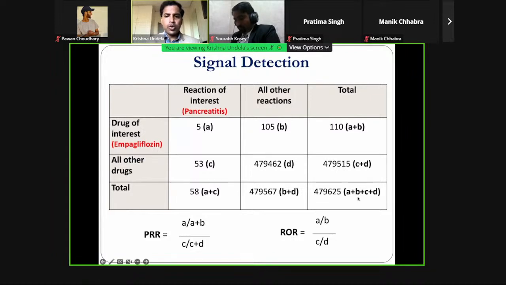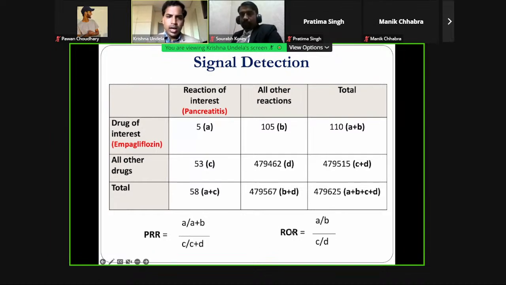How we do the reporting odds ratio is, once again, very similar to the formula of the odds ratio in pharmacoepidemiology. It's just a cross multiplication. Either we can have A by B divided by C by D, that's the actual formula. And we can also write it as cross multiplication, A into D divided by B into C, for this reporting odds ratio.